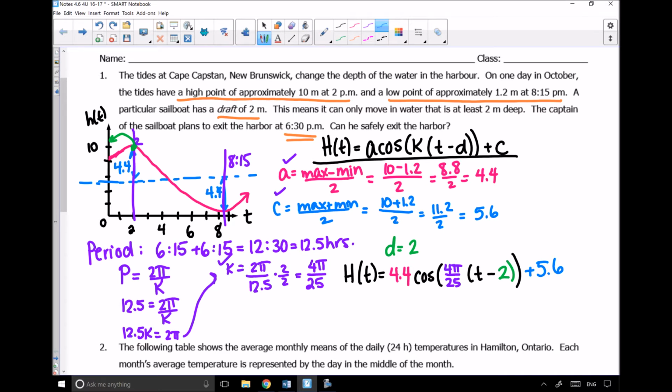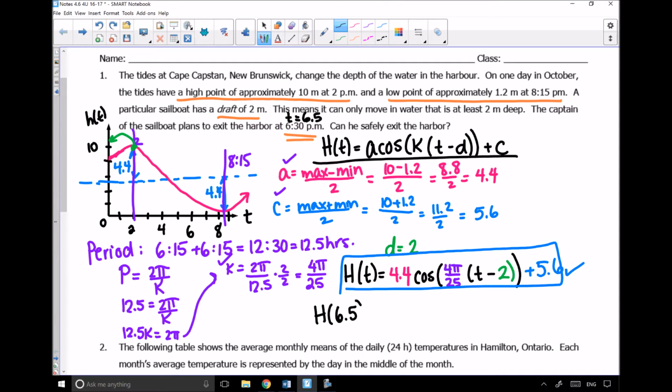All right, last thing that we need to do now that we've gotten our equation right here is we need to figure out, well, will he be able to sail his sailboat or exit the harbor at 6:30 p.m. safely? Can he safely exit at 6:30? So if I want to know that information, that means that my T value is going to be 6.5. So I'm going to figure out what H of 6.5 is. So all I'm going to do is just plug in 6.5.